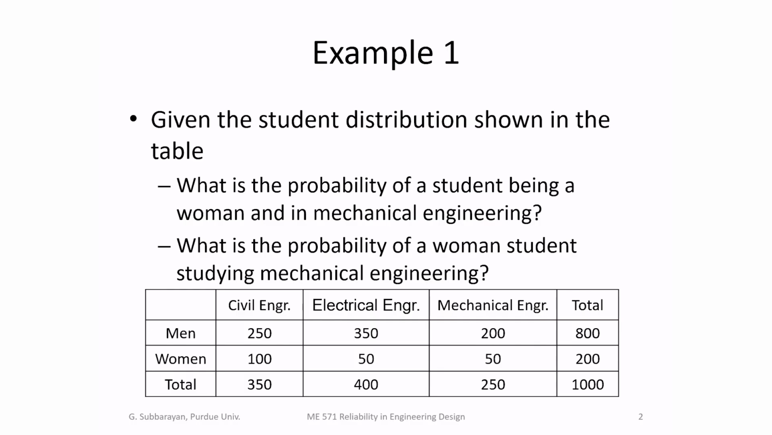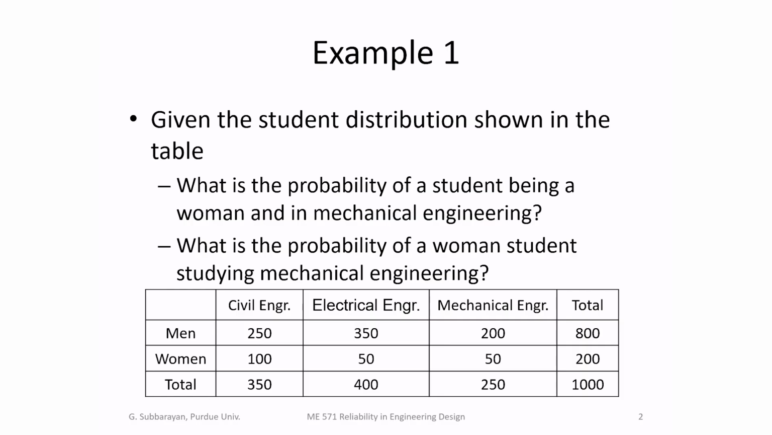This seems like a bit of a word twist. The key message in all of these problems is converting verbal statements into probabilistic events and describing the probabilistic events mathematically. The first question is woman and in mechanical engineering, so the emphasis on "and" is important here. In the second statement, we are given that the student is a woman, and we are asking what's the probability that such a student would be studying mechanical engineering?